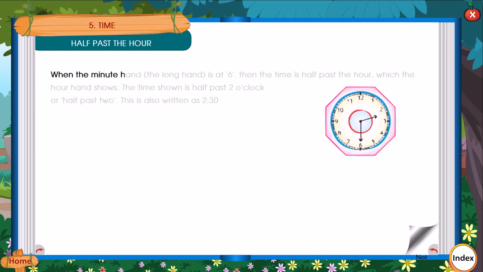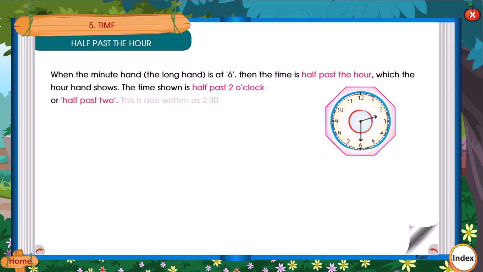When the minute hand, the long hand, is at 6, then the time is 1:30 PM, which the hour hand shows. The time shown is 2:30 PM. This is also written as 2:30.